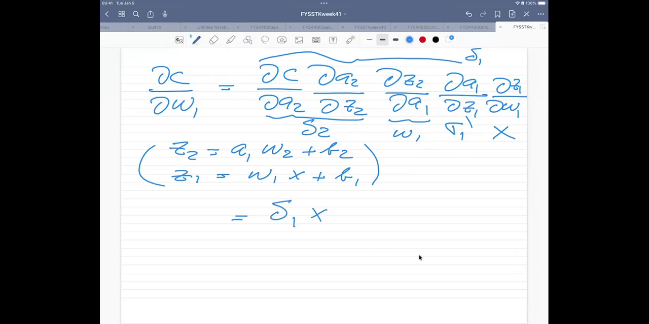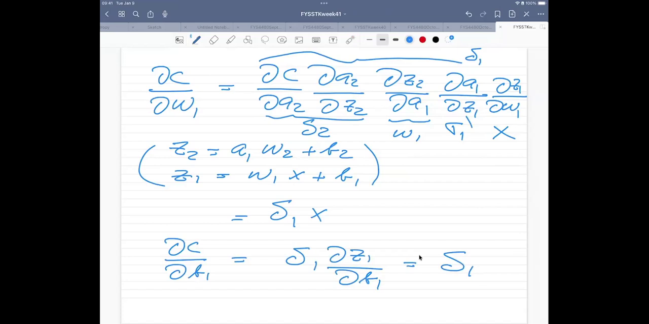Now, if I then look at the derivative of C with respect to b1, that is going to be given by the same expression, delta 1, but then it's going to have dC1 with respect to db1. And if I look at the expression which I have here, you see that this derivative is equal to 1. So this is simply given by delta 1. Then I have an update rule for the hidden layer by the chain rule.